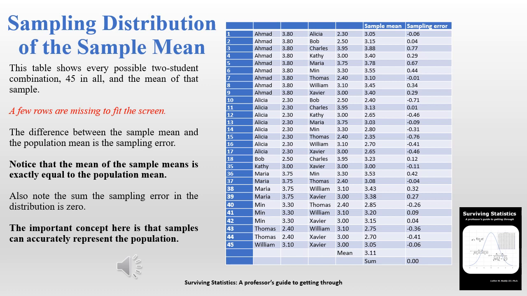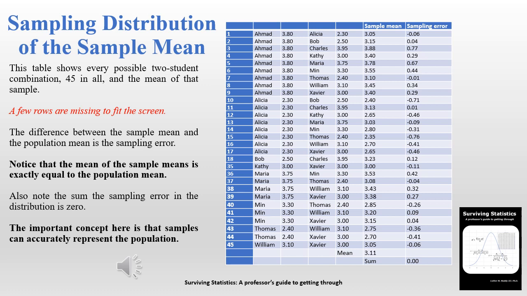Well, here's the interesting thing. Now, I have deleted a few rows here just to get it to fit on the screen. So from 18, I jumped to 35 here. But if we were to do all 45, and you could do that in Excel or go to my website and actually find this, you'll see that the mean of the sample means is exactly the same as the population mean. Also, if we sum up all of the sampling errors, we get an error of 0.